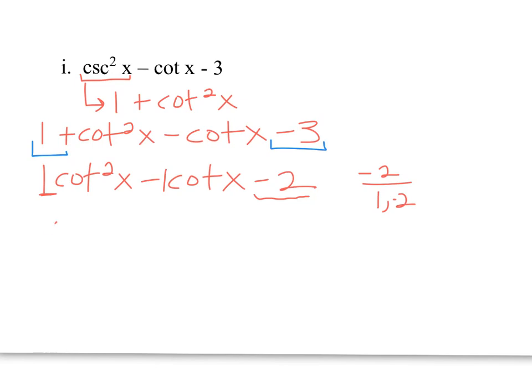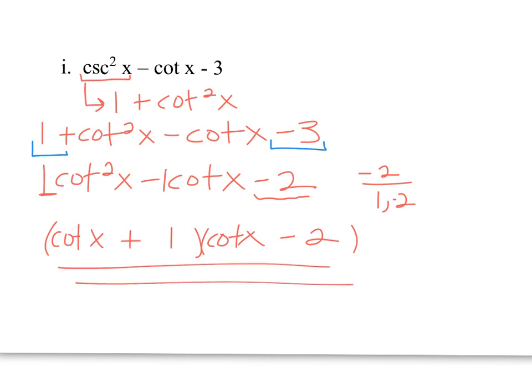And then once you do that, split up your cotangent squared into cotangent x and cotangent x. We have 1 and negative 2, which means the 1 has a plus. Wow, let that sink in for a minute. Look at all that factoring with trigonometric terms. This is your lesson for 7.1.